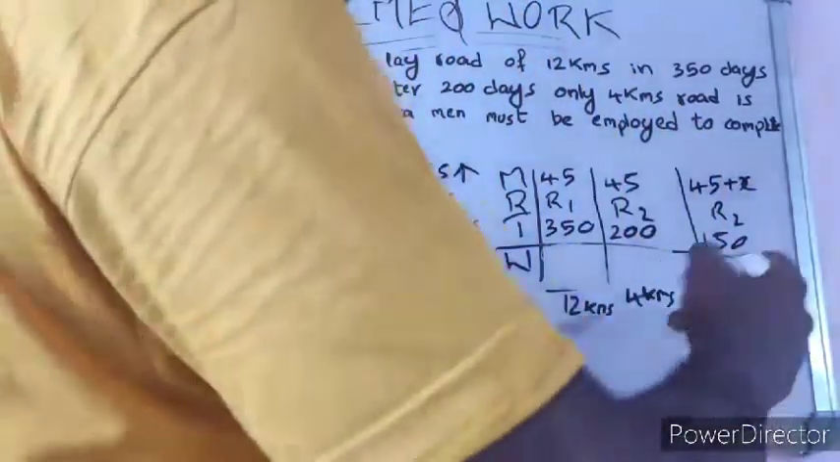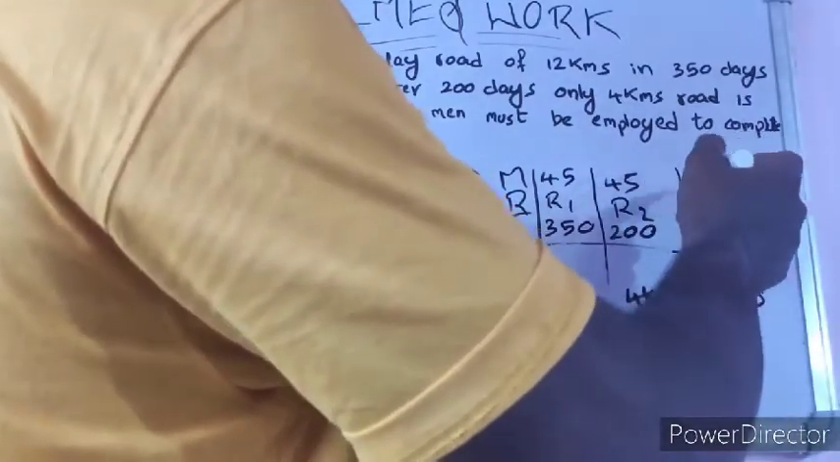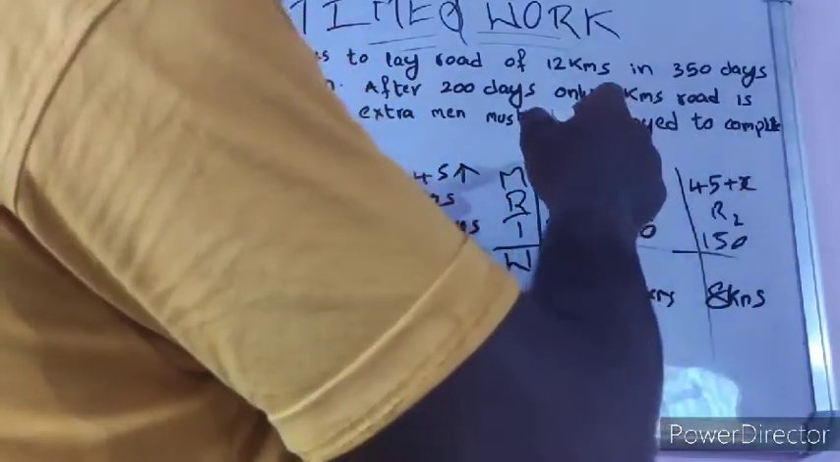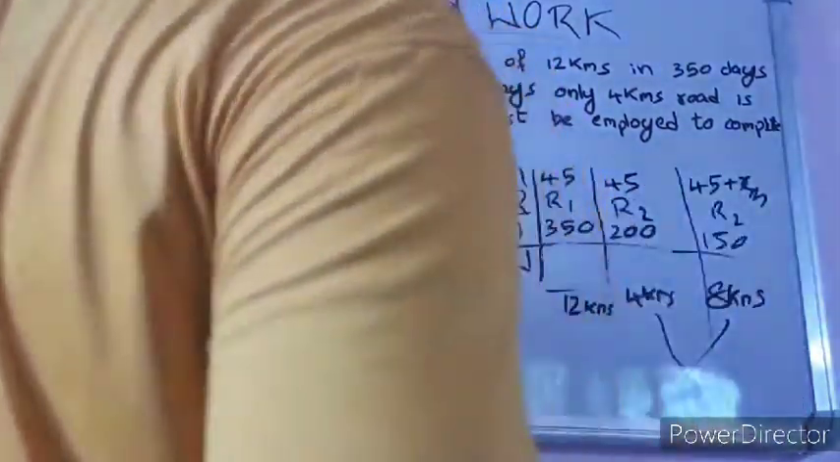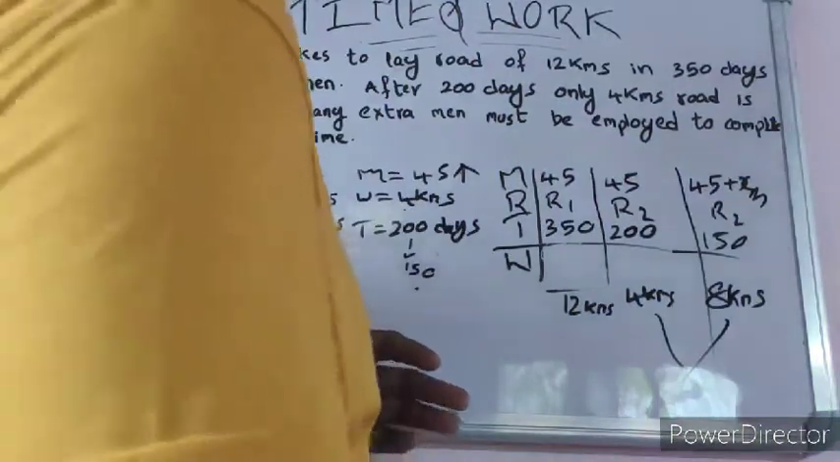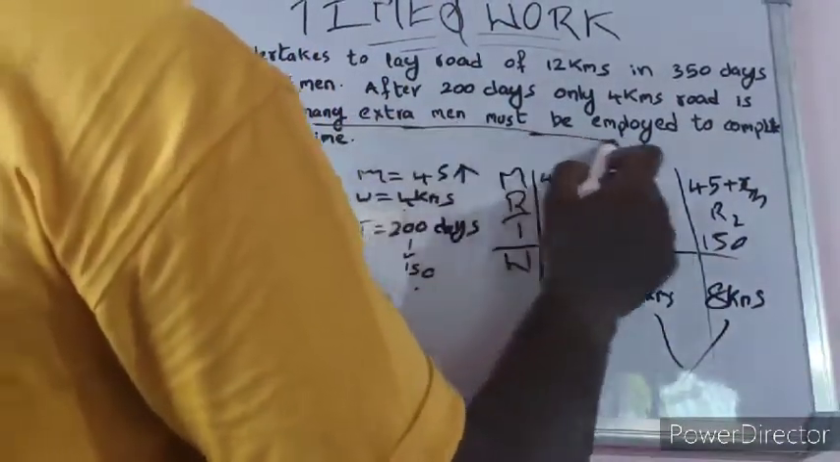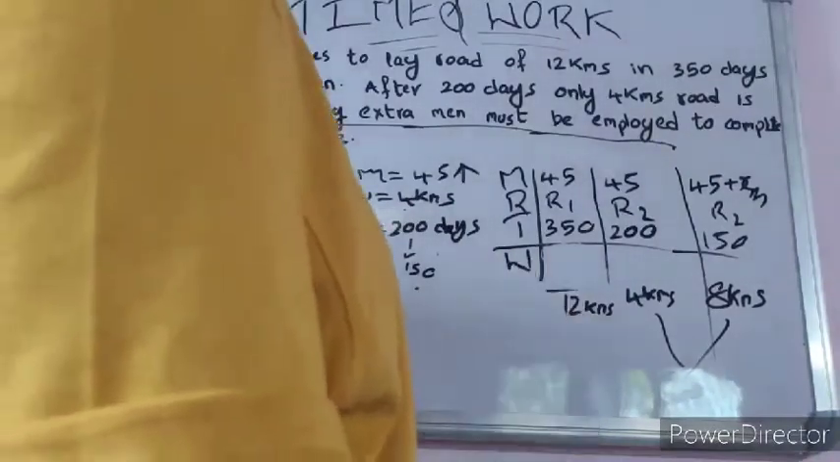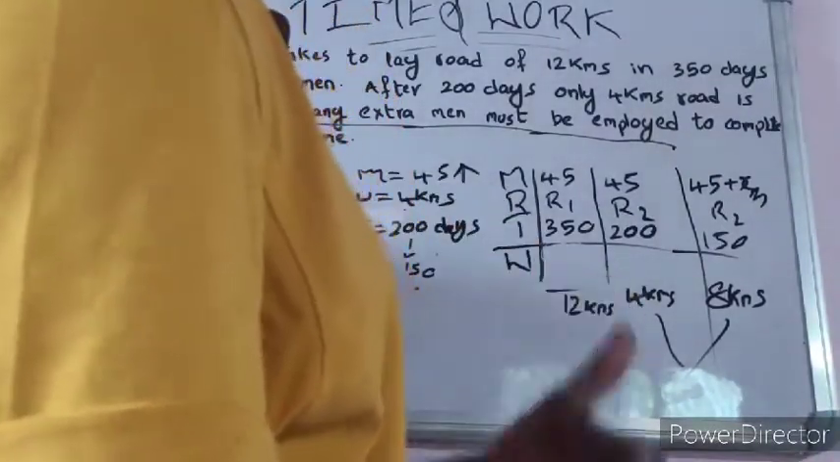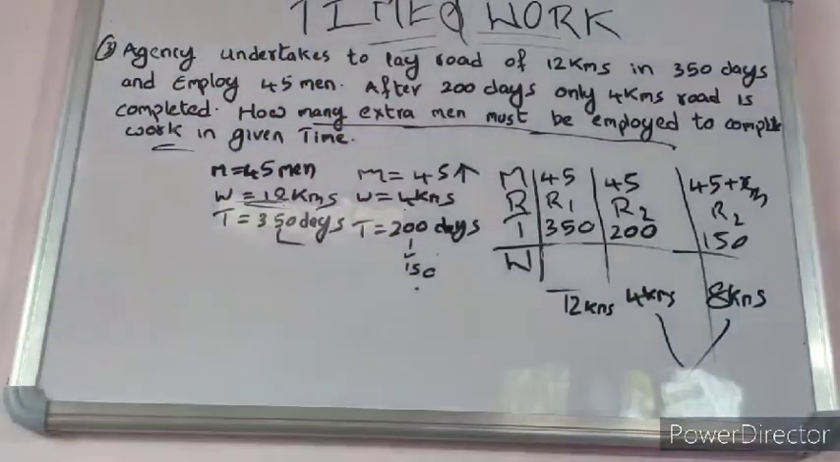And the rates are the same here because the workers are the same. Like in the question, the given workers were different, so the rate is different. So from this you can find the number of extra men to be employed for the given work. Okay, just solve the answer and mention it in the comment box.